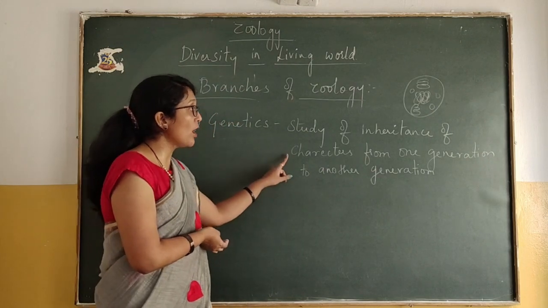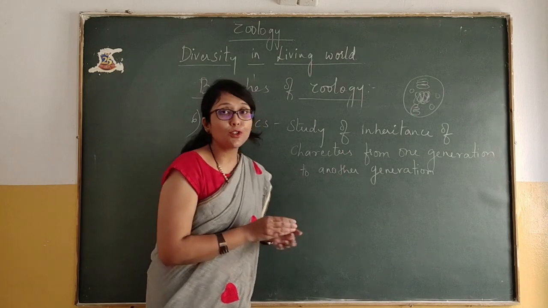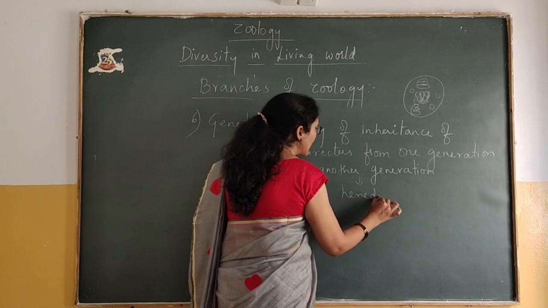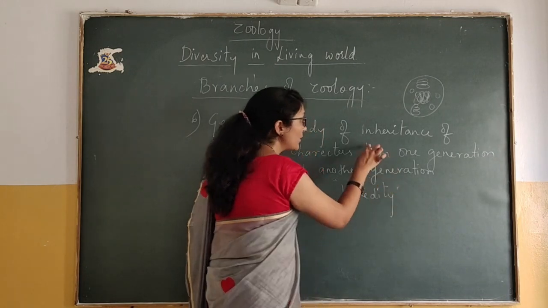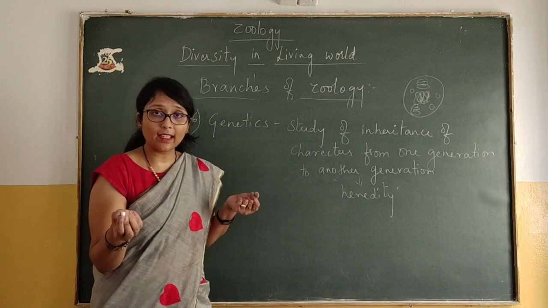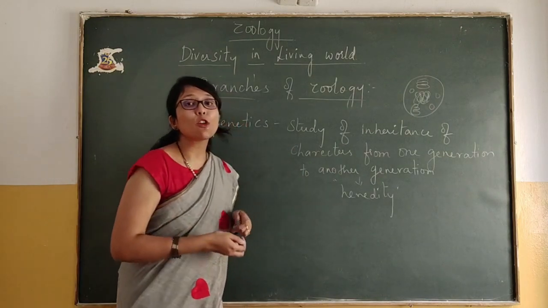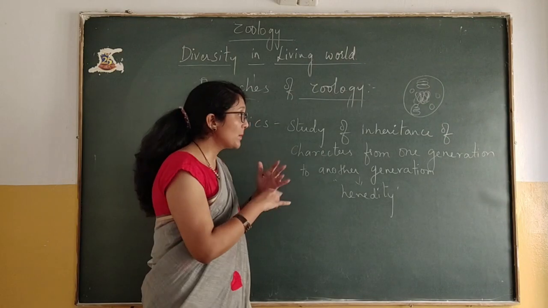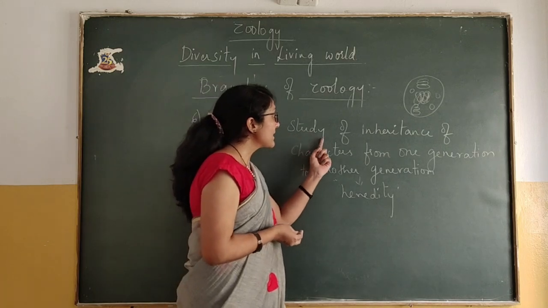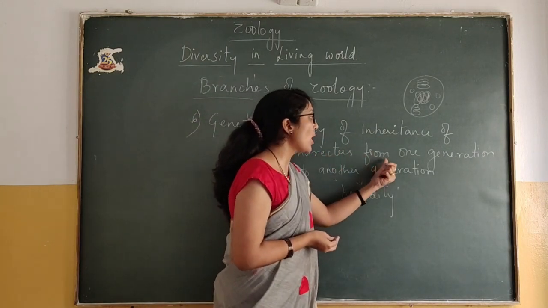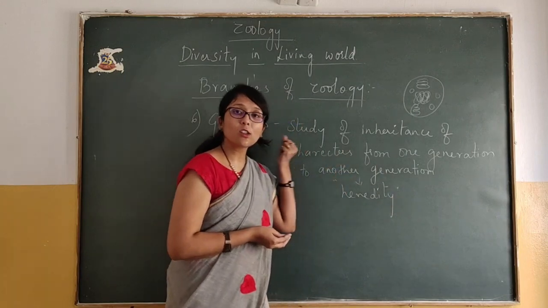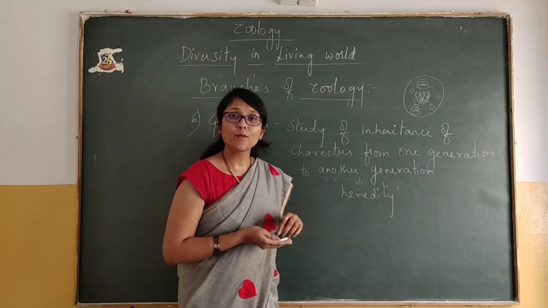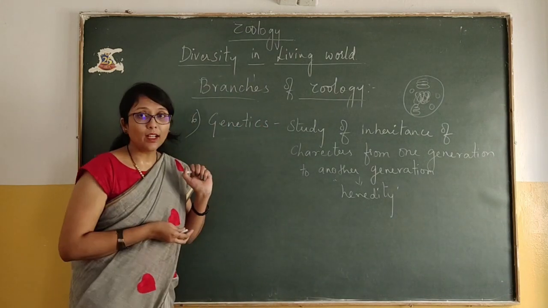So this process of inheritance of characters from one generation to another generation can also be called heredity. Another term we can use for this process is heredity. Simply we can say the study of heredity is called genetics. In a brief way, the study of inheritance of characters from one generation to another generation is called genetics. Okay, so that is about genetics.